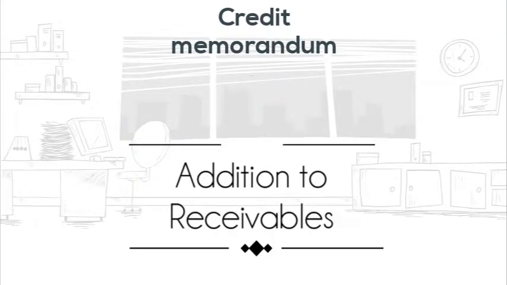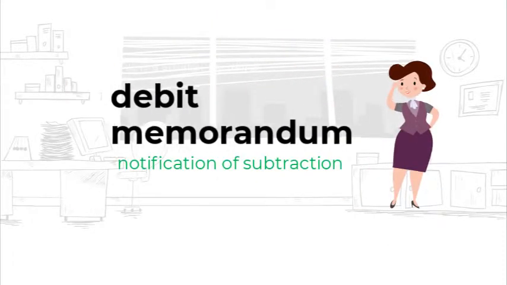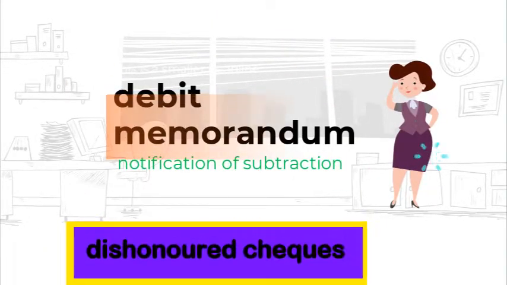And second, a debit memorandum, which is a notification of subtraction from the cash balance on the bank statement. Examples are fees charged for bank services or dishonored checks. So how do we adjust the statement? The credit memorandum is added and the debit memorandum is subtracted from the balance per the company's records to achieve the actual cash balance.